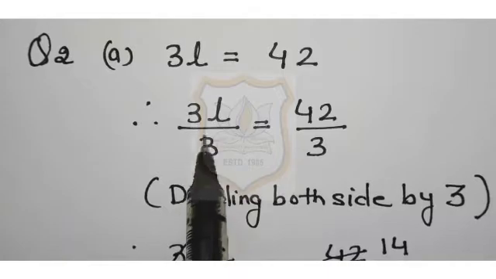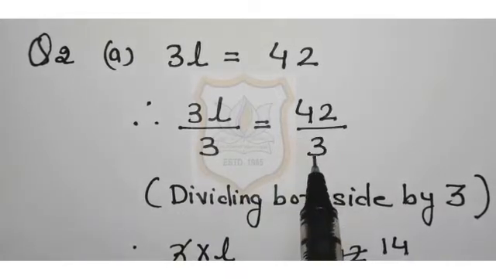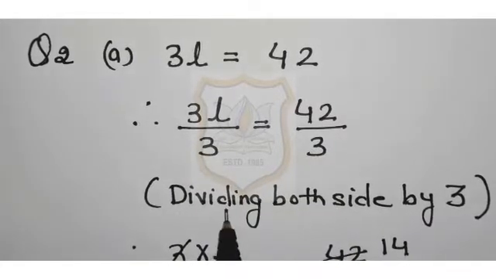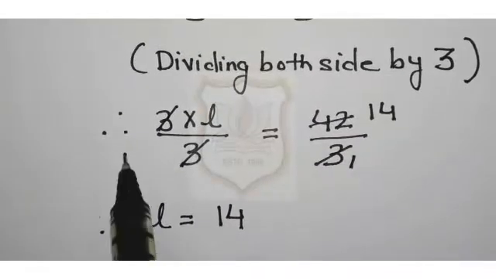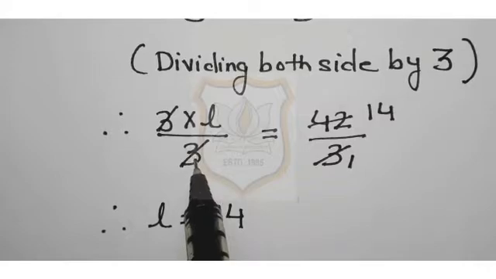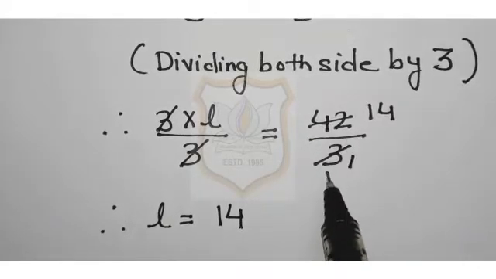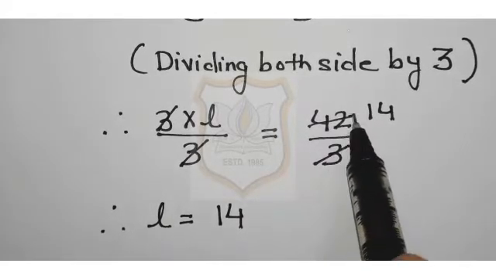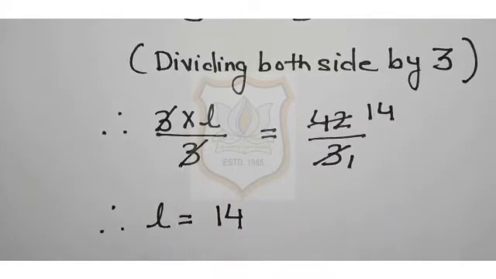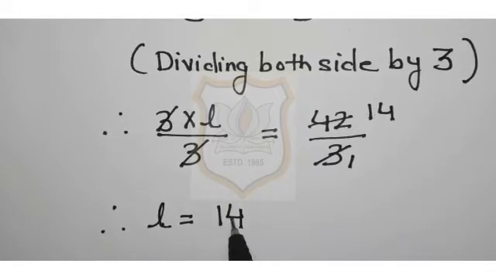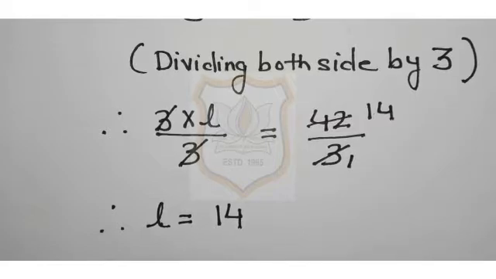Therefore, 3L is divided by 3 and 42 is also divided by 3. So, dividing both sides by 3, what will we get? Therefore, 3 into L upon 3 is equal to 42 upon 3. 3 fourteens are 42, and the 3s cancel, and what remains is, therefore, the value of L is equal to 14. So in this way we can find out the value of the variable L.